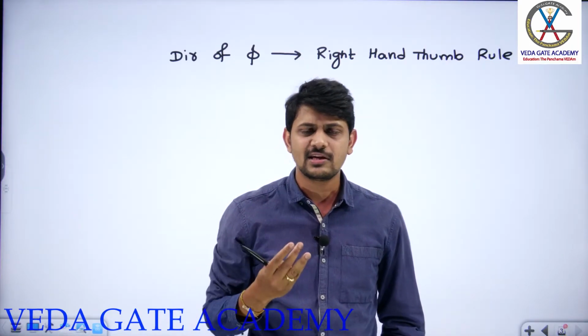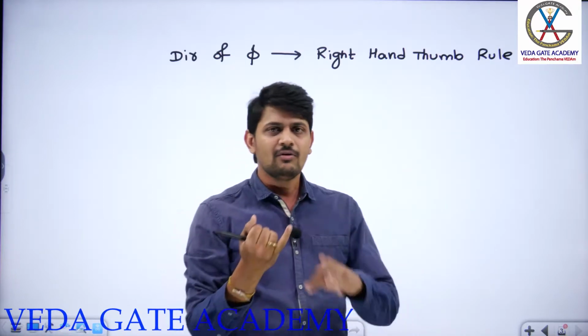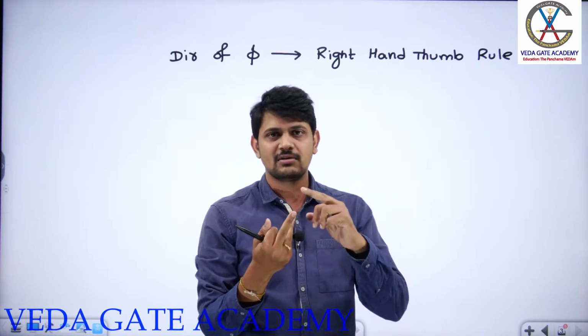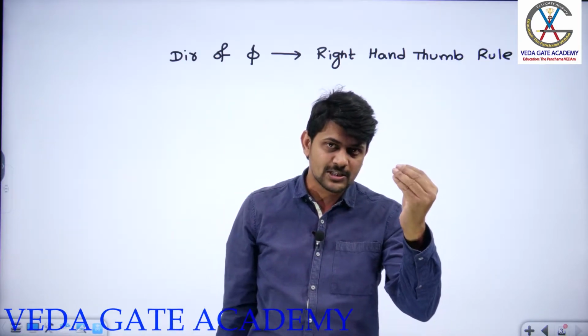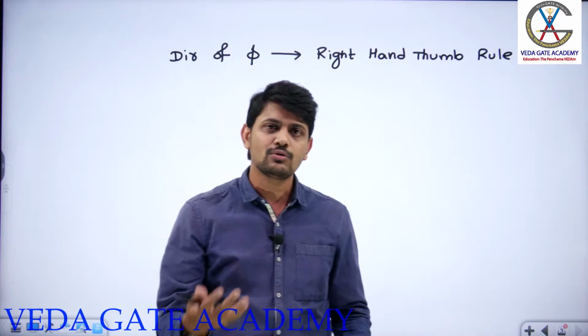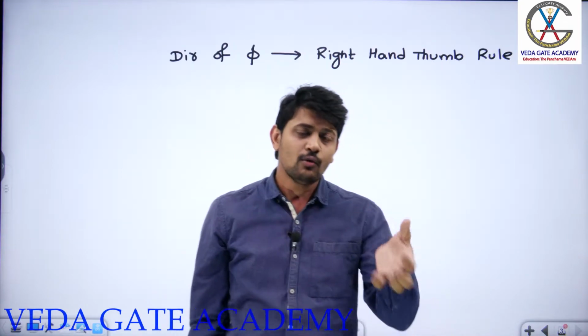Generally in the GATE syllabus we have 4 machines. One is the transformer, second is the DC machine, third is the induction machine, fourth is the synchronous machine. If you are thorough with these 5 basic principles or laws, then definitely you can play with any kind of machine. Okay, what are those 5 things?